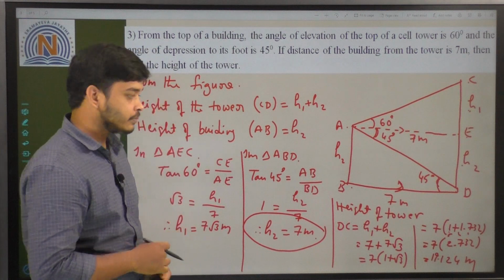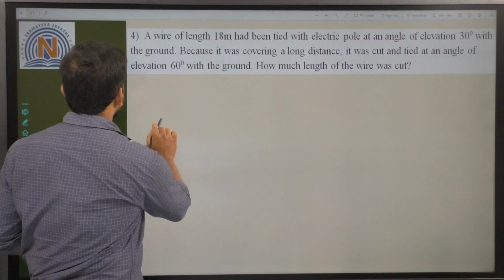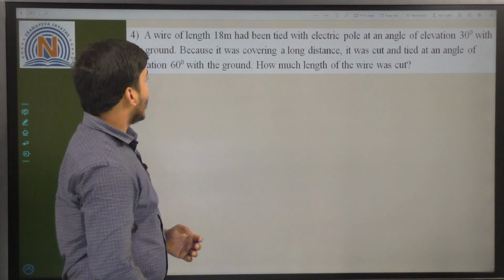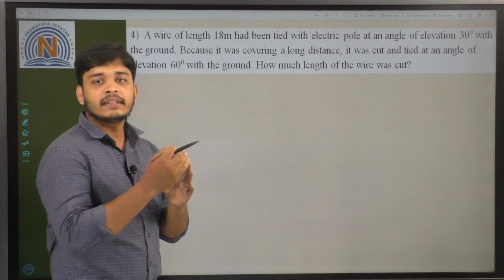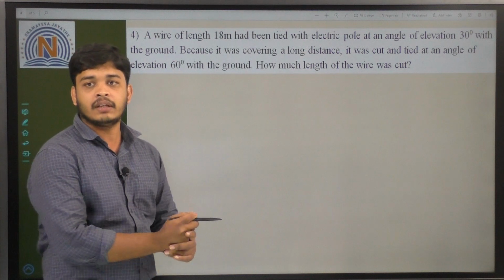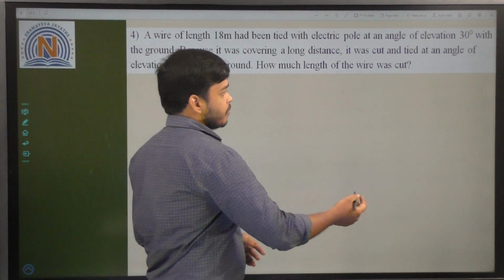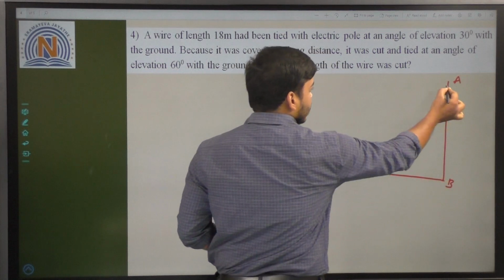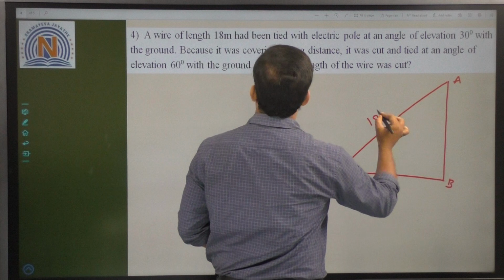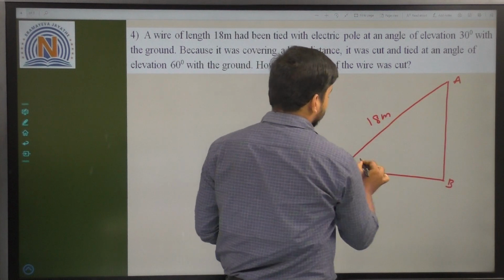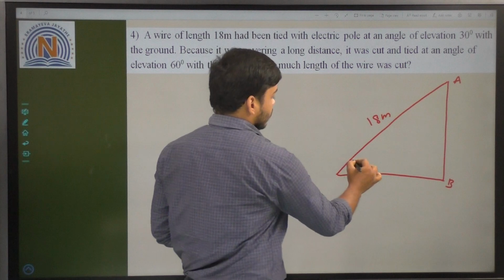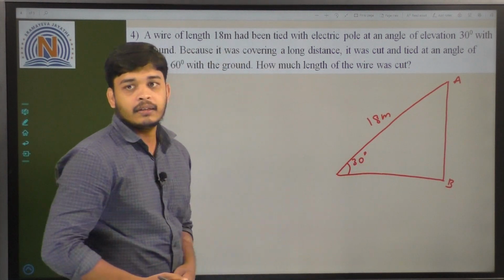Now coming to the next problem. A wire of length 18 meters had been tied to an electrical pole at an angle of elevation of 30 degrees with the ground. There is a pole, AB is the height of the pole on the ground, and there is an 18 meter wire tied with an angle of elevation of 30 degrees with the ground.